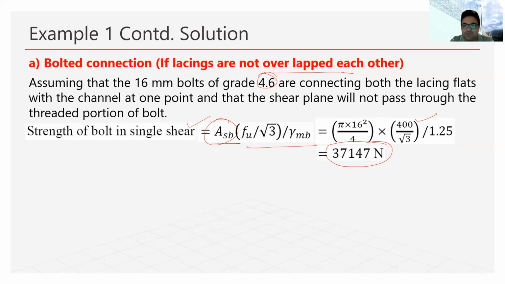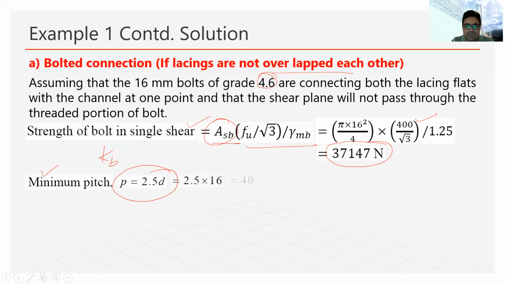Now we will find out the strength in bearing. In the bearing strength, I hope you remember that a very important parameter to be calculated is Kb, and Kb depends on many factors like the minimum pitch and edge distance. So first we will assume the minimum pitch. Minimum pitch as per IS code can be taken as 2.5 times D, where D is the dia of the bolt.